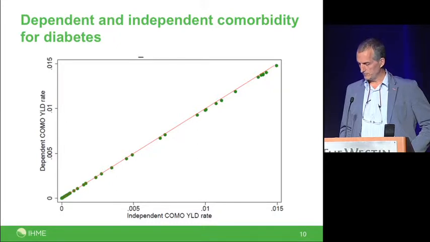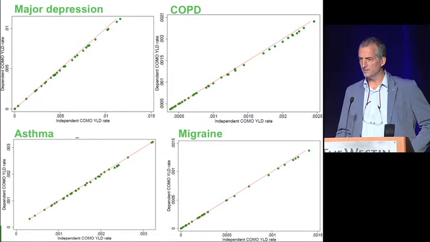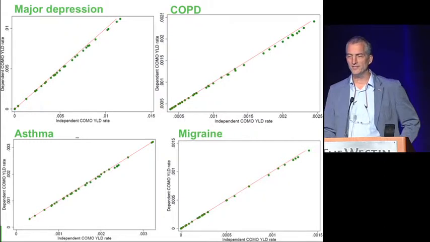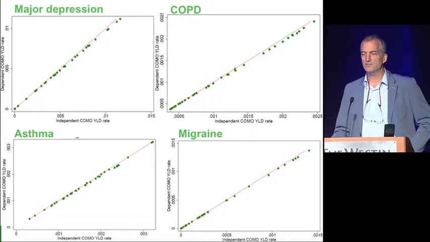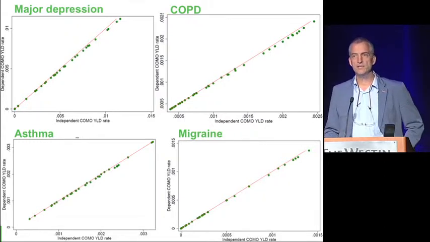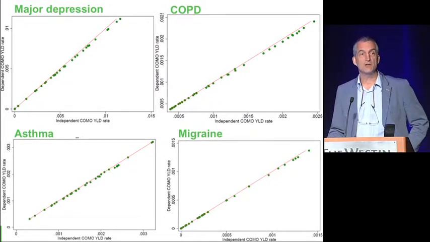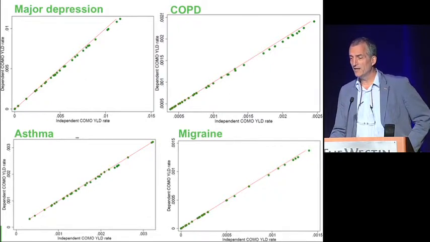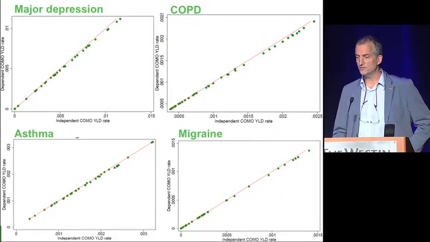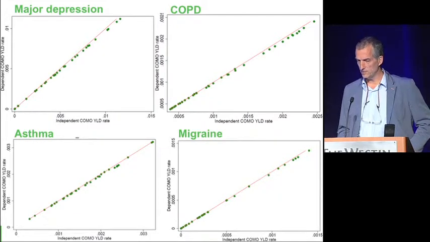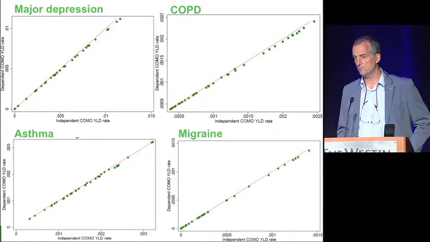A few more examples along similar lines. The graphs are smaller, but the whole point is that even for other conditions like depression or COPD, where we would expect quite a bit of dependent comorbidity, we don't see a lot of it. Maybe a little bit more towards the higher end of the spectrum for depression and COPD, but not a lot. And for conditions where we wouldn't have expected that much, you see it's almost exact unity between the dependent and independent models, for instance, for asthma and migraine.